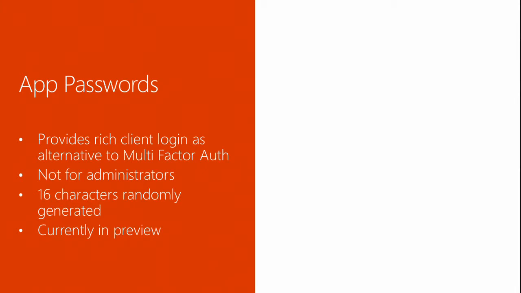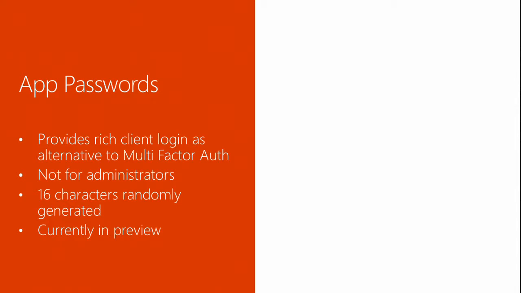For rich clients, such as the Office rich clients, something like Outlook, Outlook does not have multi-factor authentication built in. So when you log in through Outlook, Outlook just needs to have a username and password, and it can't stop and wait while something else goes on. And so for rich client applications, when a user is enabled for multi-factor authentication, we use this thing called app passwords.